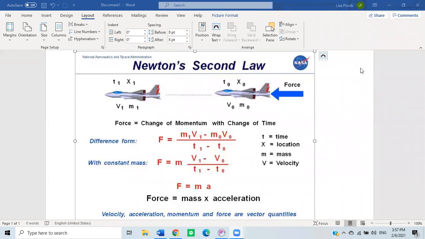In this lab, we observed an object moving with a constant velocity. Newton's second law states that net force is equal to change in momentum over change in time. Since our object moved with a constant velocity, there was no change in momentum, and therefore there was no net force acting on the object.